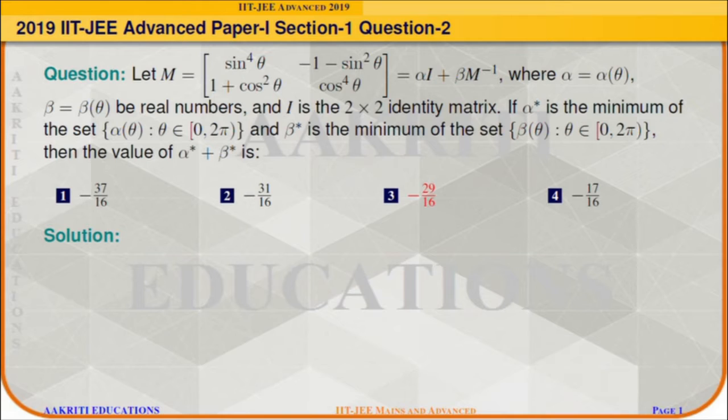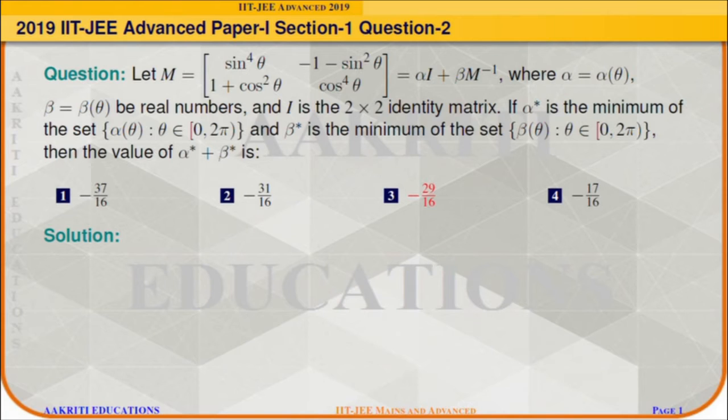In this video, we will discuss question number 2 from section 1 asked in IIT JEE Advanced Paper 1 held in 2019. Question says, let M be a 2 by 2 square matrix whose entries are sin^4 theta, minus 1 minus sin^2 theta, 1 plus cos^2 theta, and cos^4 theta, that is equal to alpha I plus beta M inverse, where alpha and beta are functions of theta, real numbers, and I is the 2 by 2 identity matrix.